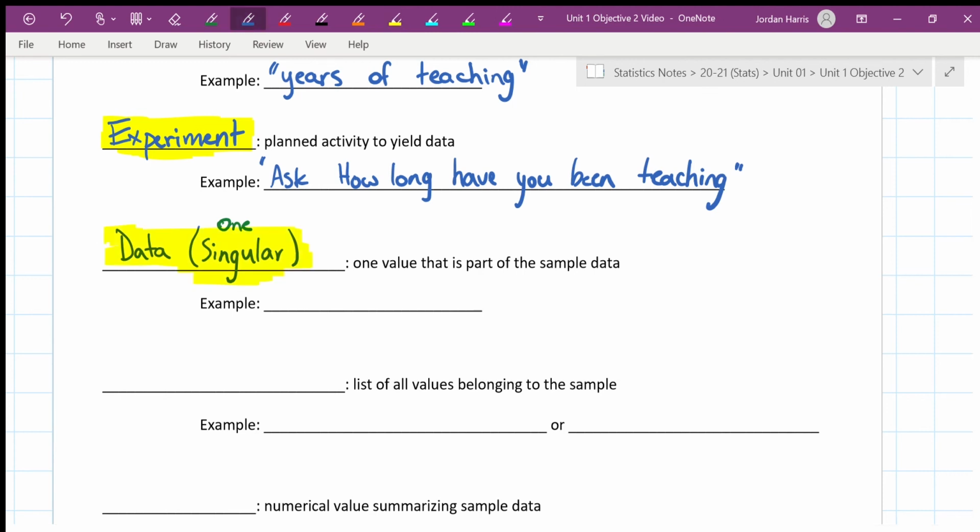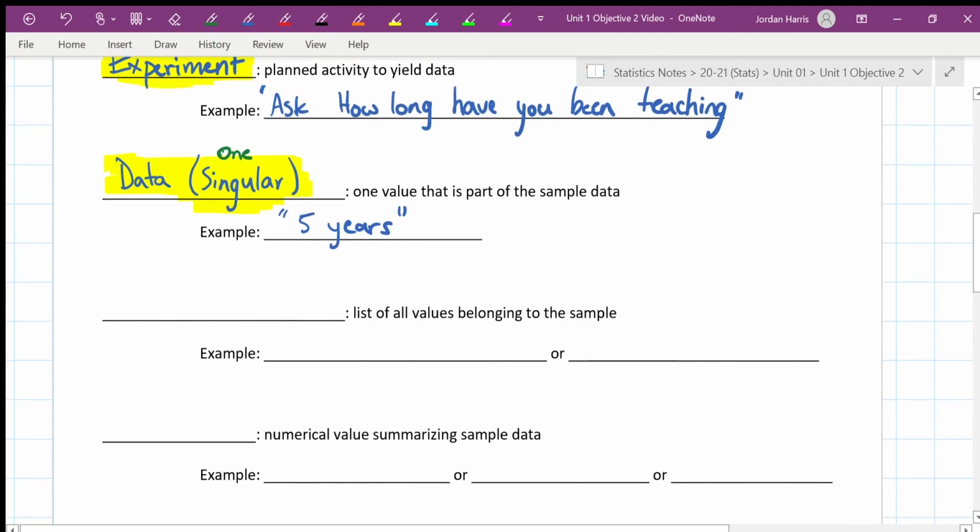So we go out and ask one teacher, and they're going to answer. Maybe you ask me, my answer is 5 years. I have been teaching for 5 years. Okay. And that's it. We got one data point. That means we have data. It's only one data point. We need more than one data point.